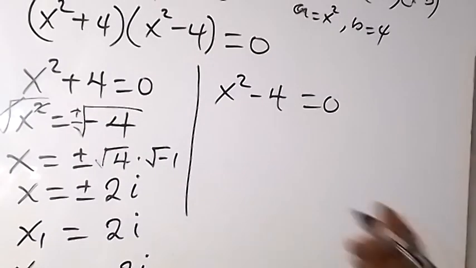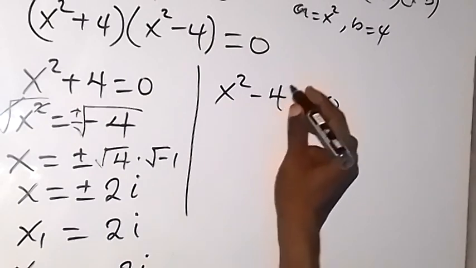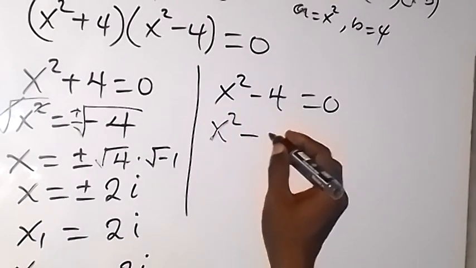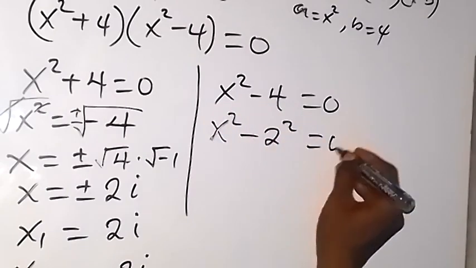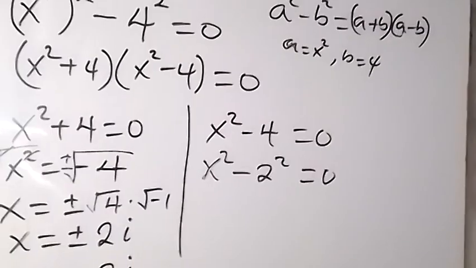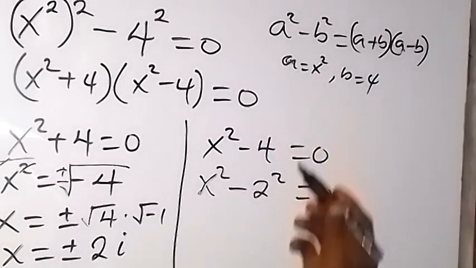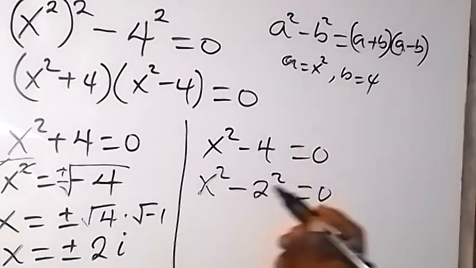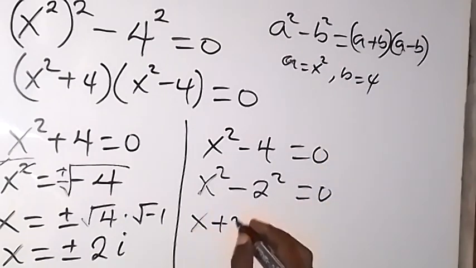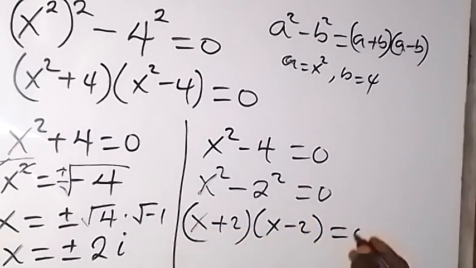Now from here, we can solve this one in this way. Also, we can express 4 as power of 2. We have x squared minus 2 squared equals to 0. And we can write this in this format as well, that is difference of 2 squares, whereby our a is x and our b is 2. So we have x plus 2 multiplied by x minus 2, which is equal to 0.